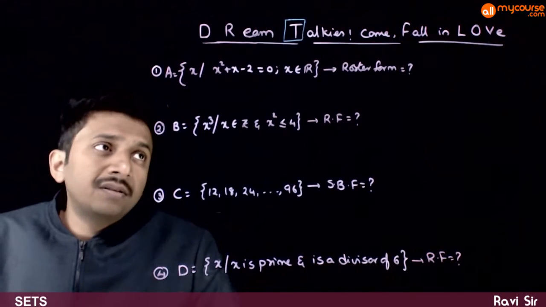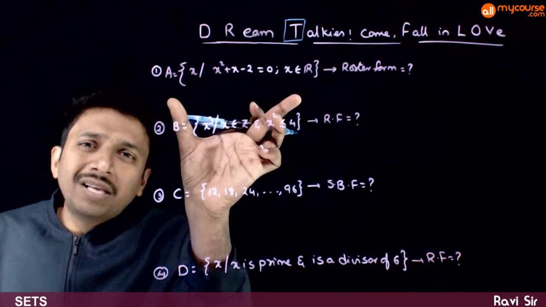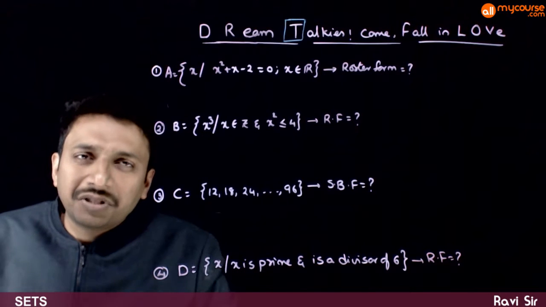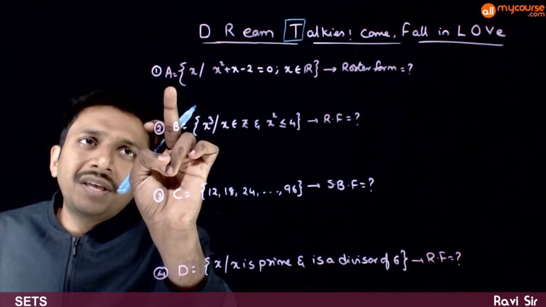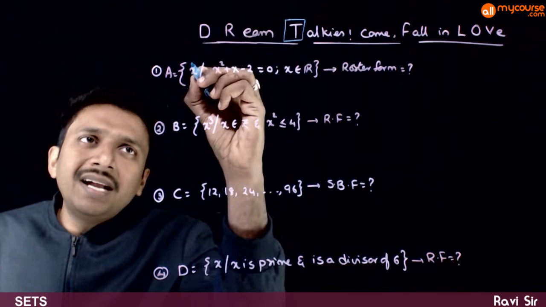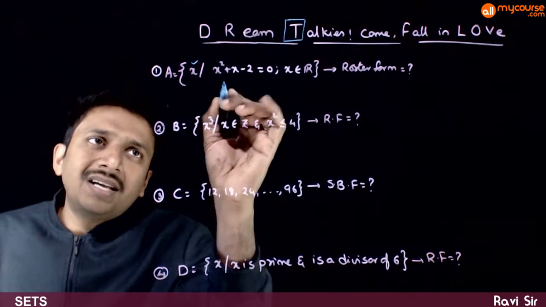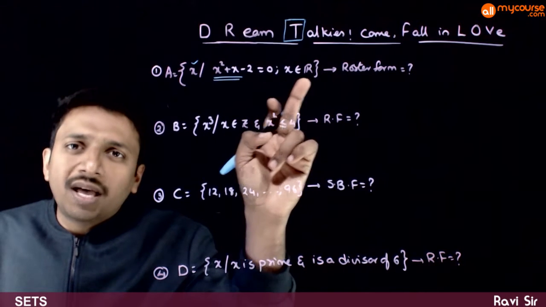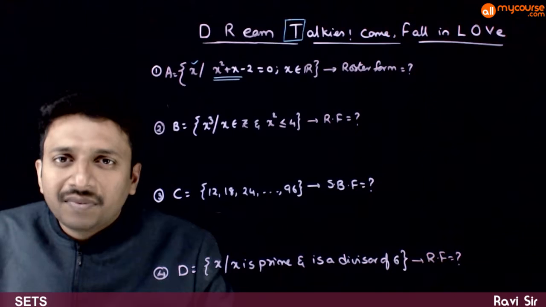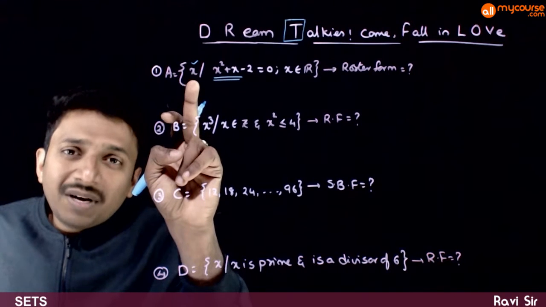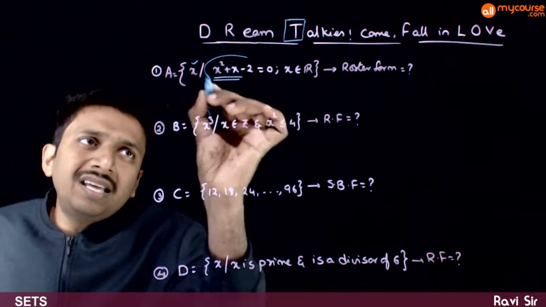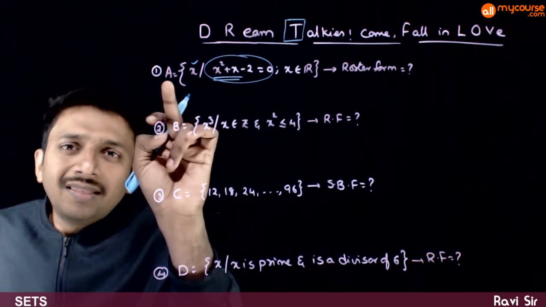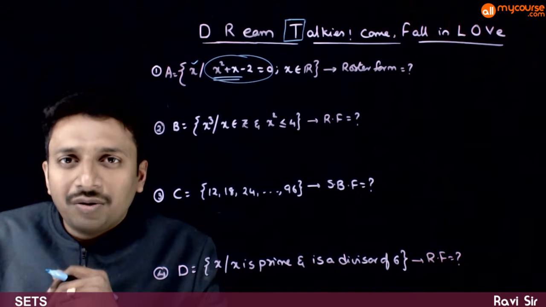So welcome students. Let us look at the problems based on the set builder form and roster form and their interconversion. First, let us say that you are given that A is a set containing an element x such that x square plus x minus 2 is equal to 0 and x belongs to R. What is the roster form of this set? So this set contains the element x such that this equation is valid. That is, if this x satisfies this equation, then it belongs to A, otherwise it does not belong to A.